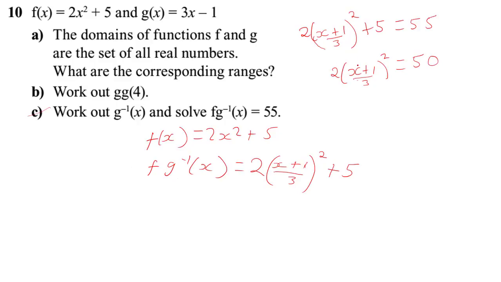So never ever do 2 times x and 2 times 1 if you have power. Remember, indices have to be done first, and I don't want to do that. So what I can do is to remove that 2 here by dividing both sides by 2. So this is 2 times this thing. You can just basically do the opposite, divide both sides by 2. So you've got x plus 1 all divided by 3, and this is being squared, and that equals 25.